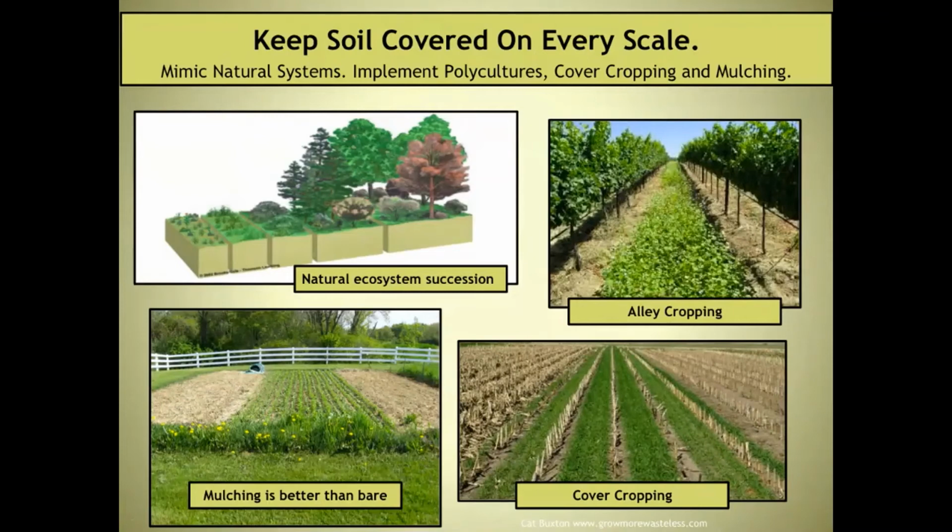mimic natural systems, implement polycultures, which are just systems that have lots of different plants that work really well together. Nature provides these selections of plants for us all the time. We can pay attention to nature to find out how we can replicate these polycultures in our own gardens. Using cover cropping is really important. Living, green growing plants, covering bare soil, growing between trees like you see in the alley cropping picture.